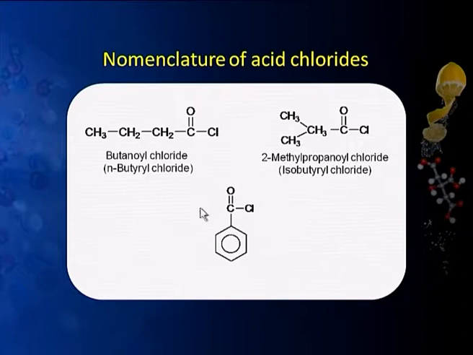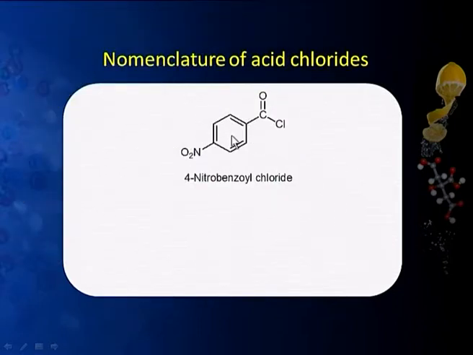This is the acid chloride from benzoic acid. The OH of benzoic acid is displaced by Cl. So this is named benzoyl chloride. Since the IUPAC name is the same as the common name, there is one name for this acid chloride, benzoyl chloride.